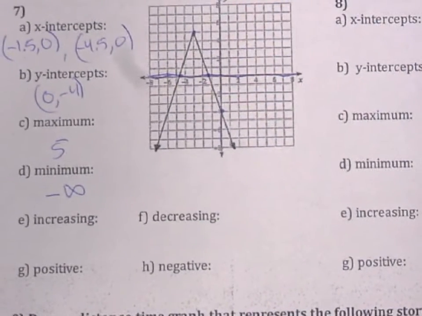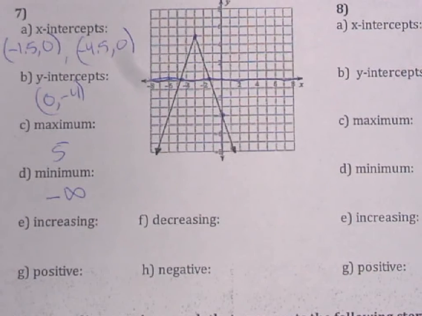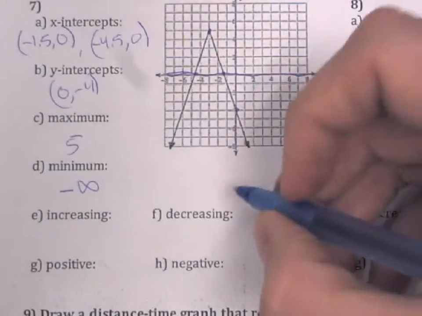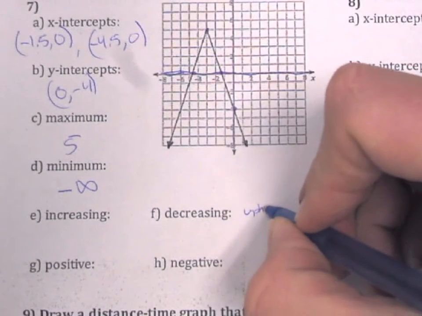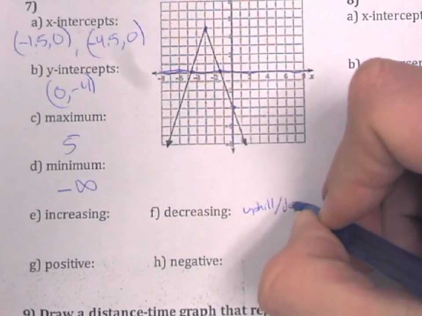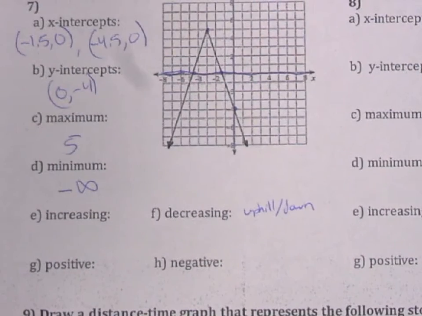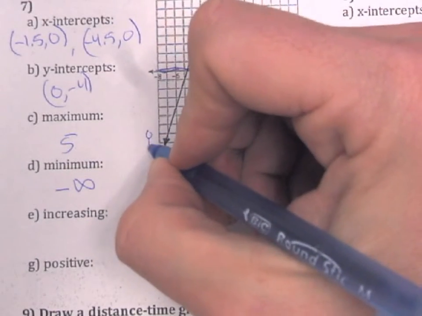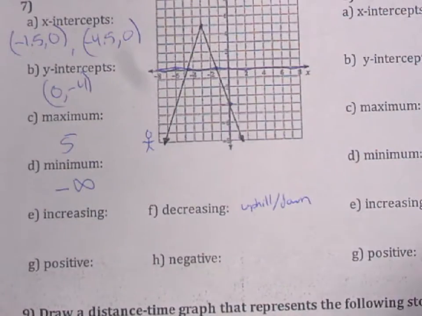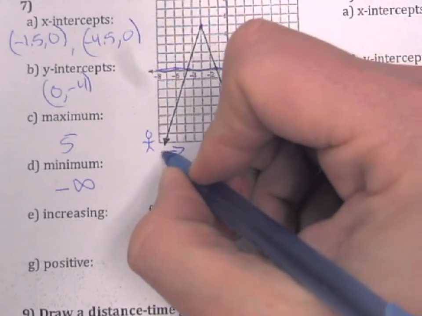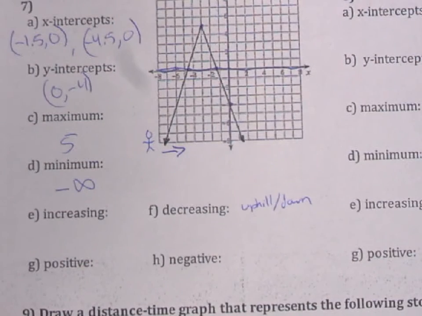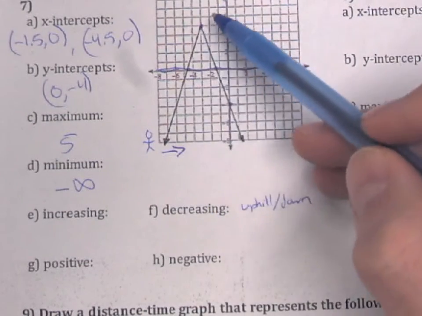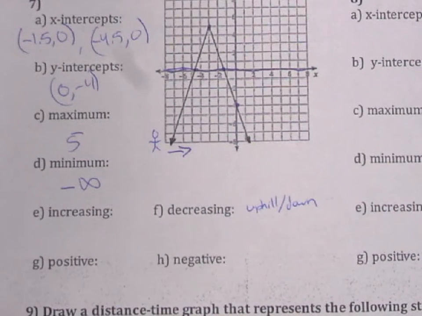Okay, increasing, decreasing, positive, negative. This is the hard part. So for increasing and decreasing, I'm going to give you some notes here. I'm going to do uphill/downhill. If we think of this maybe as a hill and we have our little hiker man, and he only walks to the right because we read a graph from left to right. If he's walking uphill, it's increasing. If he's walking downhill, it's decreasing.